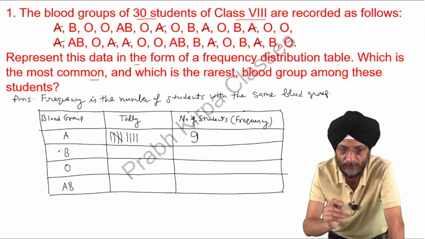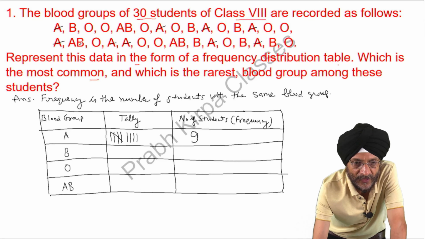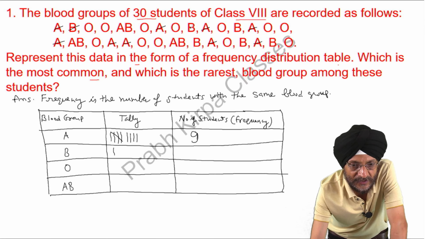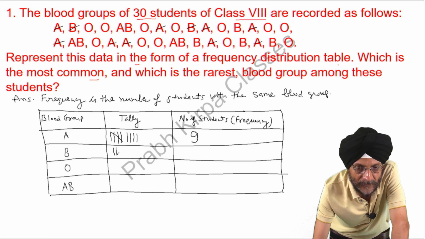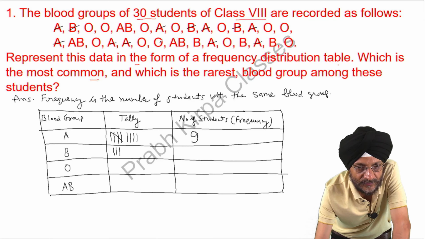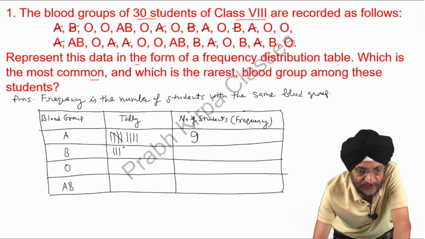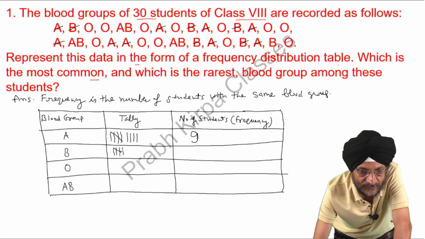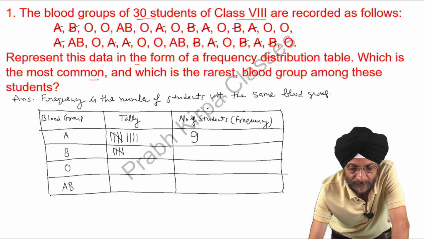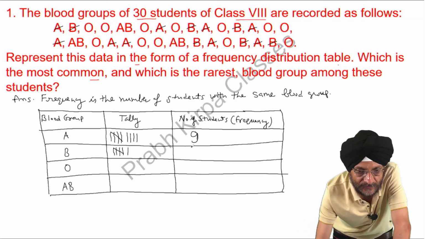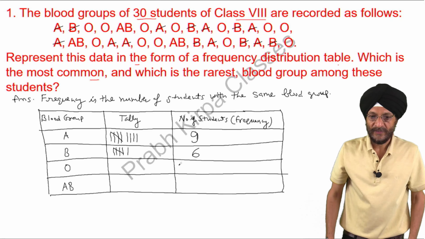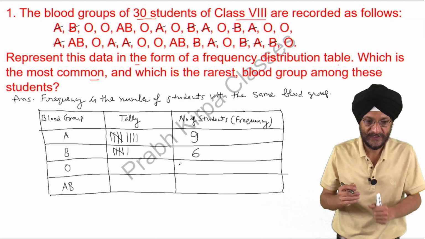Now we will count the number of students having blood group B. This is B: 1, 2, 3, 4, 5, 6. So the number of students having B blood group is 6, or we can say that the frequency of blood group B is 6.